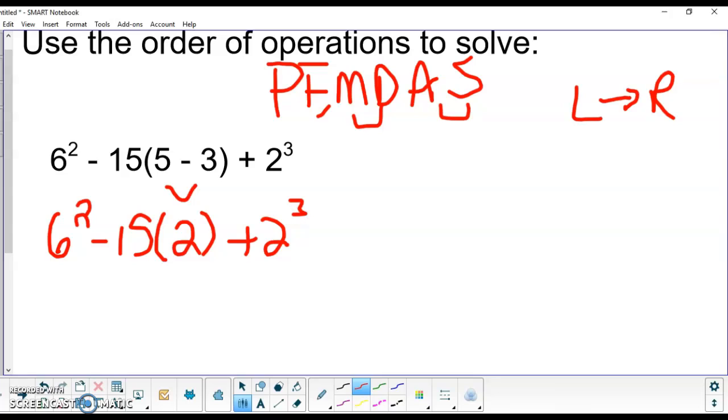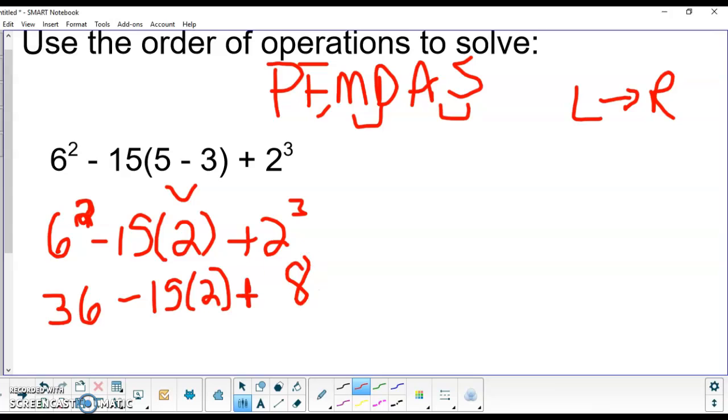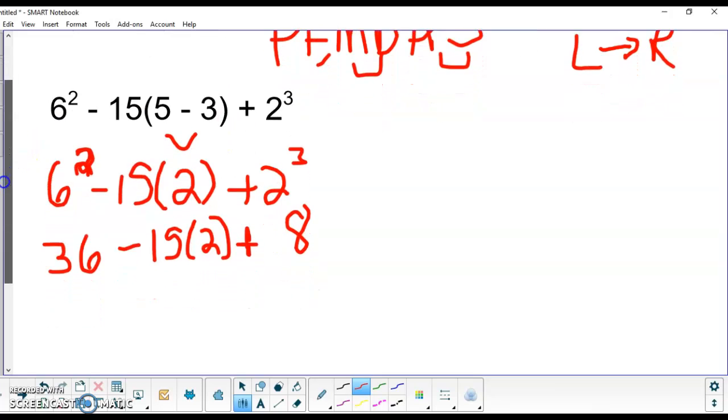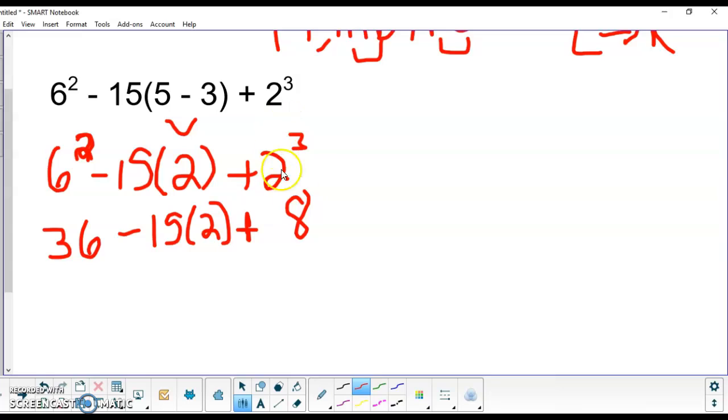The next thing we look for is exponents. We have 2 exponents. We have 6 squared. 6 squared does not mean 6 times 2. It is 6 times 6, so that's 36. This does not have an exponent. This does not have an exponent. Bring it down. And then this means 2 times 2 times 2, which is 8. Don't get excited if you forgot that. We're going to go over that as well, along with how to plug it in your calculator.